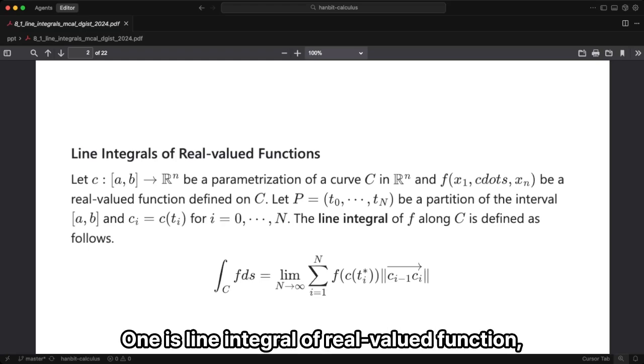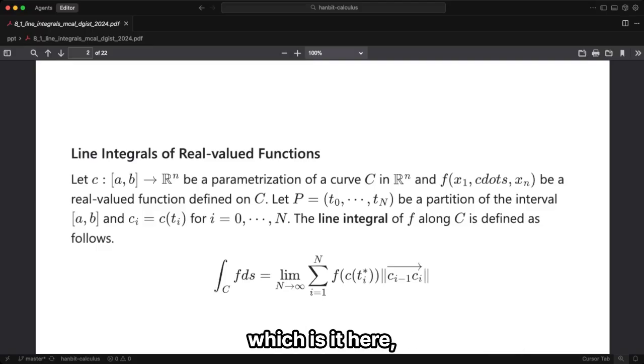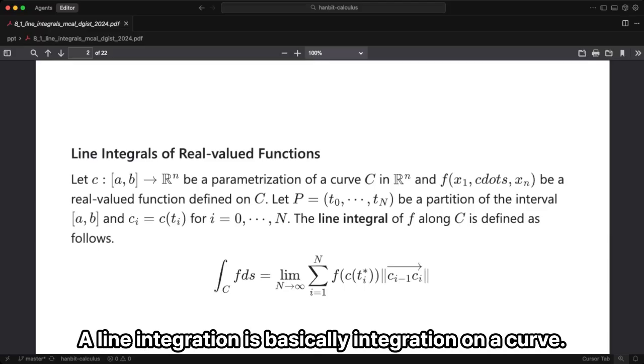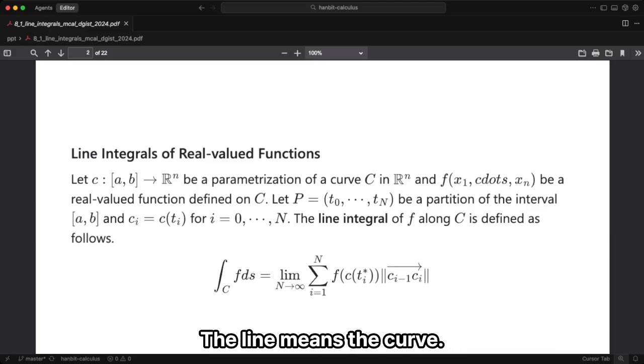One is the line integral of a real valued function, which is here. And there is a line integration of a vector valued function. So let's talk about this first. Line integration is basically integration on a curve. The line means the curve. Line is one-dimensional. Curve is one-dimensional.